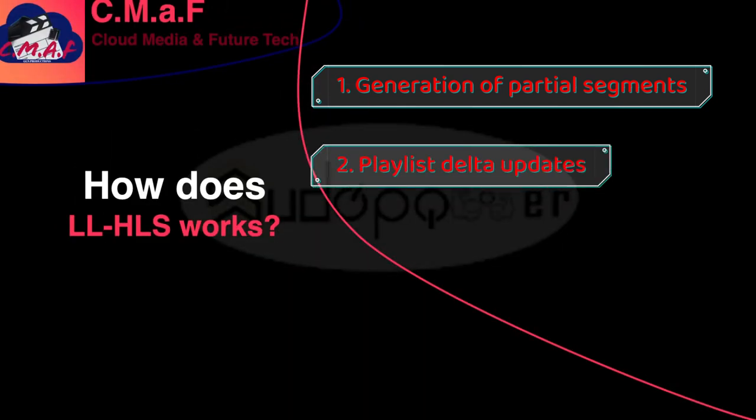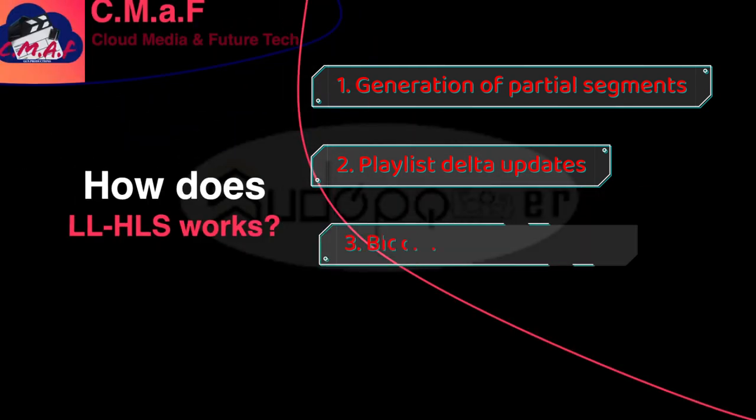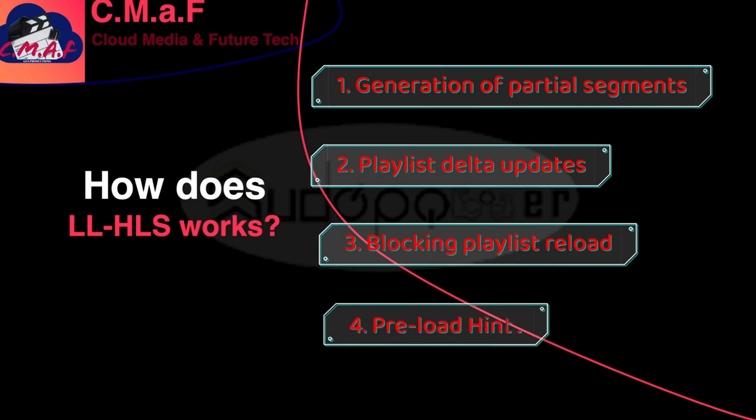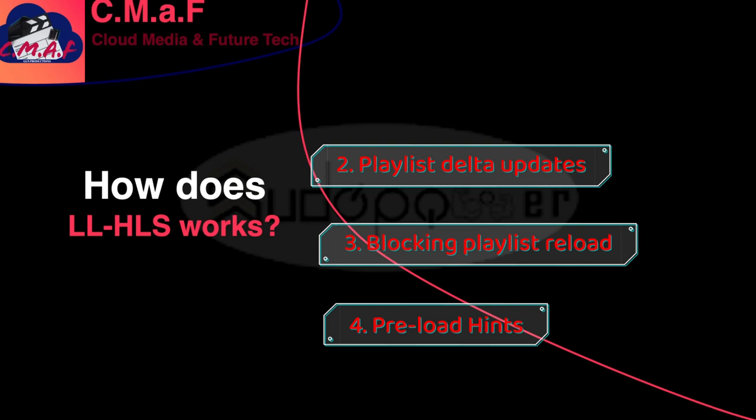2. Playlist delta updates. Clients transfer playlists more frequently with low latency HLS. They can request, and servers can provide, playlist delta updates, which reduces the startup time and latency. 3. Blocking of playlist reload. When a client issues an HTTP GET request for a media playlist update, it can add a special query parameter called delivery directives to specify that it wants the playlist response to include a future segment. 4. Using preload hints. Servers use a new tag, EXT-X-PRELOAD-HINT, to inform the client about an upcoming partial segment and media initialization section.